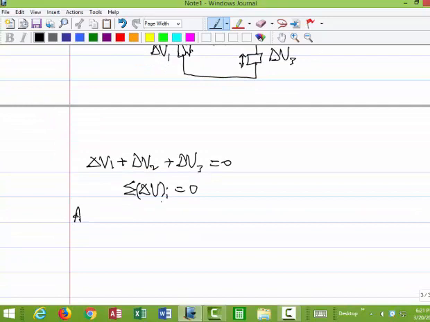So we can say that a few rules to follow when analyzing a circuit.